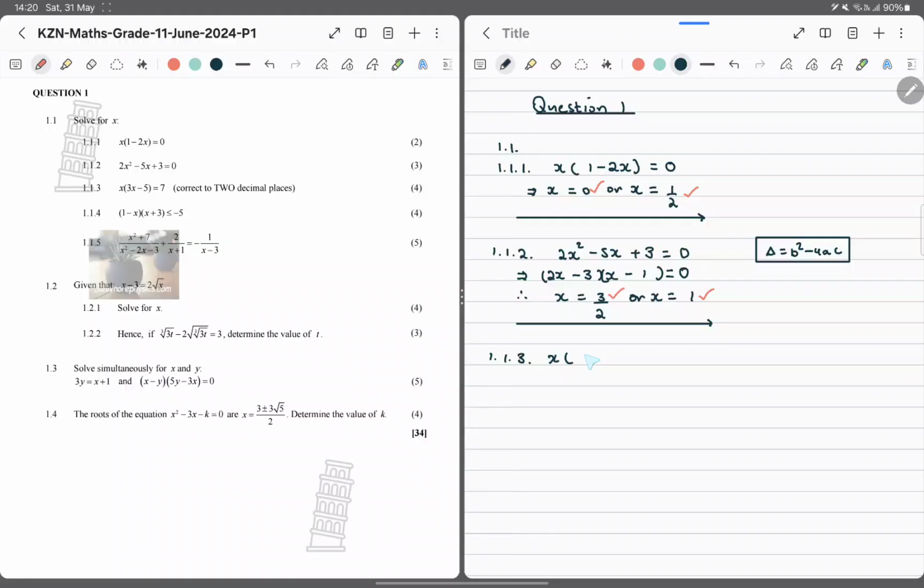All right, we've got x into 3x minus 5 is equal to 7. Now this should be already very clear. Once we have that statement provided alongside an equation, we know that the roots are irrational.